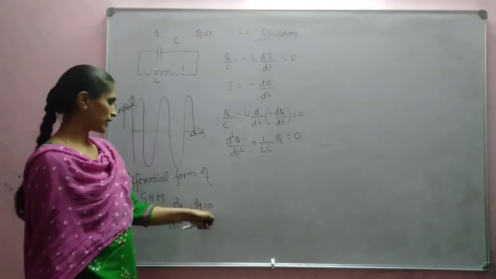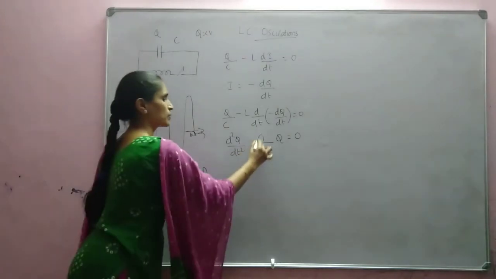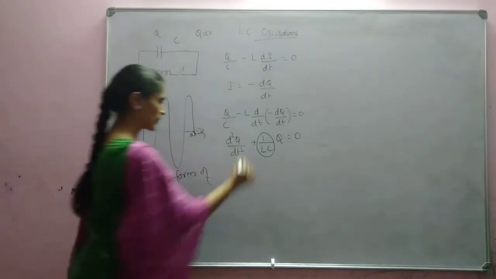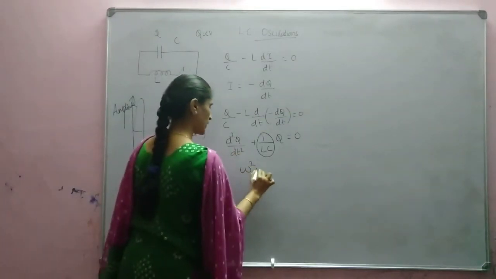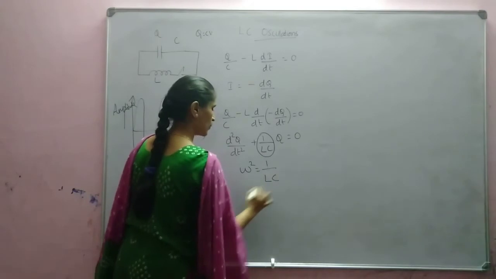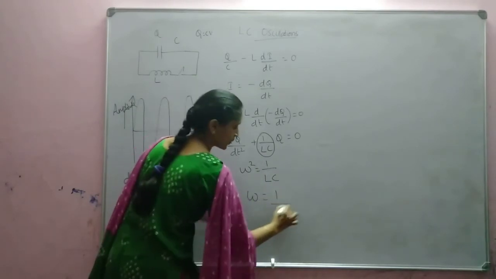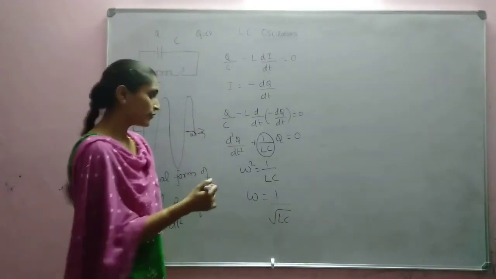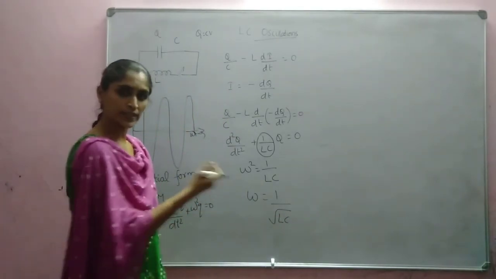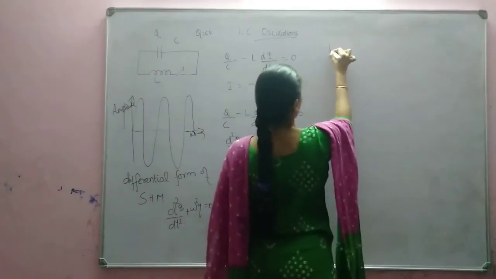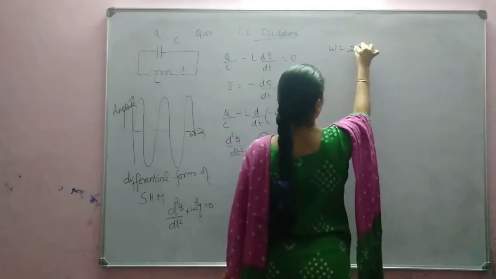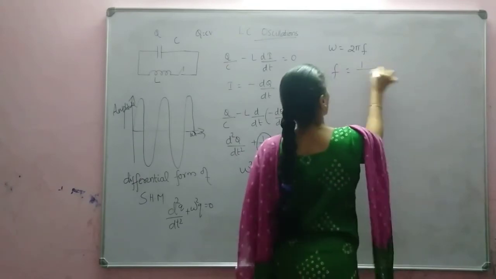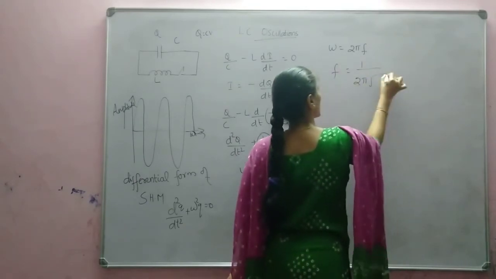If you compare it with this, what can you say? This part shows the frequency of the oscillation produced. So we can write omega square is equal to 1 by LC, or omega is equal to 1 by root LC. If we represent it in terms of frequency, omega is equal to 2 pi f, so frequency is equal to 1 by 2 pi root LC.